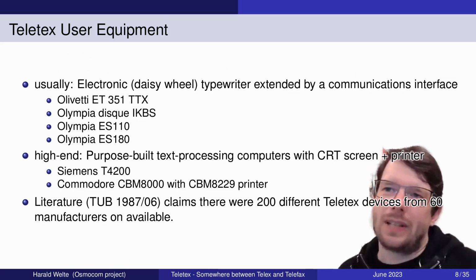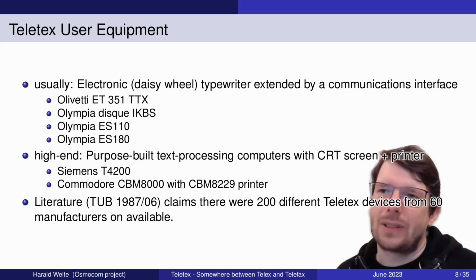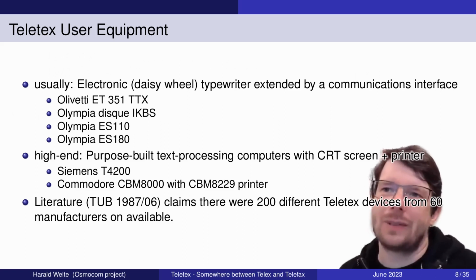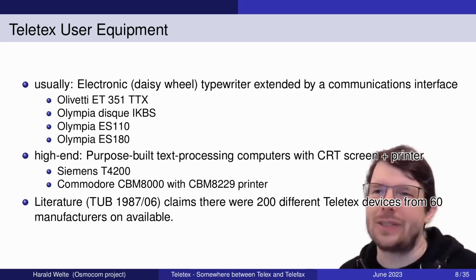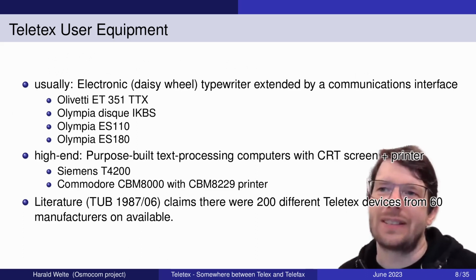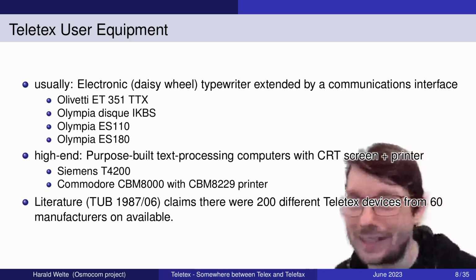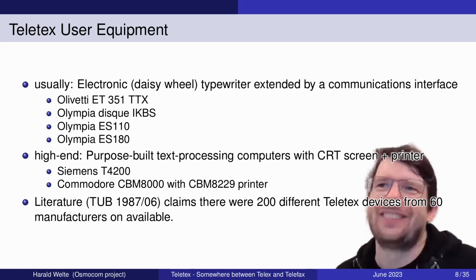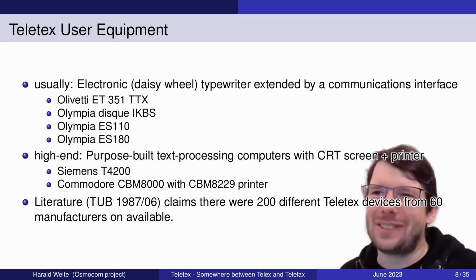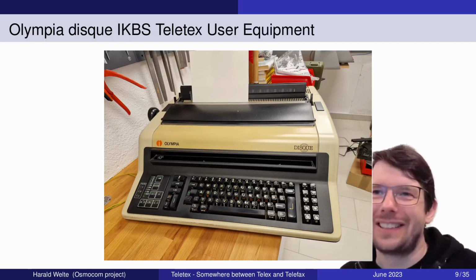I was quite surprised to find some literature that claims there were more than 200 different Teletex device models from 60 manufacturers available at that time. That's not the total number of devices over the entire duration of the service, but just in the year 1987, you could find that many different devices. I find that extremely surprising given the small number of subscribers. If you have 200 different models and only about 20,000 subscribers, on average every one of these only produced 100 units. Of course, it's not equally distributed, but it's quite odd, I think.